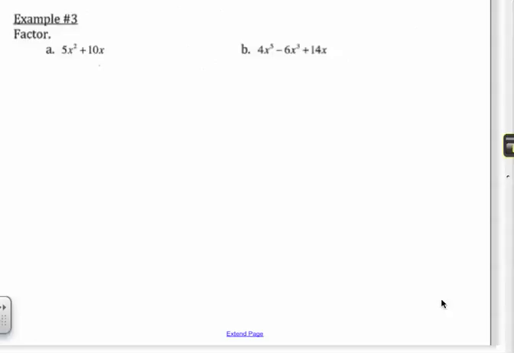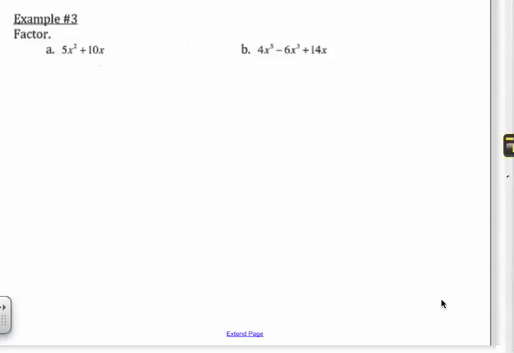Okay, gentlemen, example number 3 here. Now what we've been doing is we have been separating these fractions into different fractions and canceling where we can. This thing is asking us to factor, which means that I want to take numbers out. I want to break them down into two things being multiplied together.